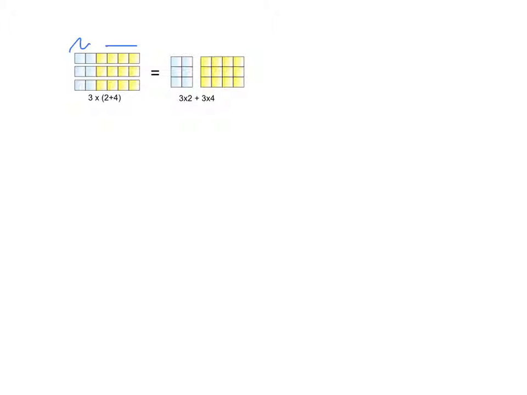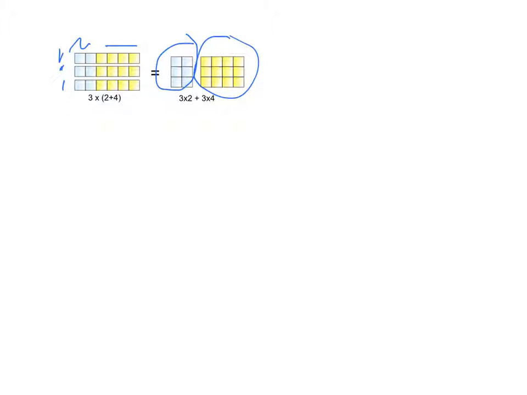So there are 3 groups of this, and remember groups of means multiply. So there's one group of 2 plus 4 blocks, another group of 2 plus 4 blocks, and another group. So that's why we have 3 groups of 2 plus 4. So 3 times 2 plus 4. But as you can see, on the right-hand side of the equal sign, there are the same number of blue blocks, the same number of yellow blocks, and the same number of blocks overall. So that's why we have an equal sign. So that's exactly the same as 3 lots of 2 blue blocks plus 3 lots of 4 yellow blocks, okay?